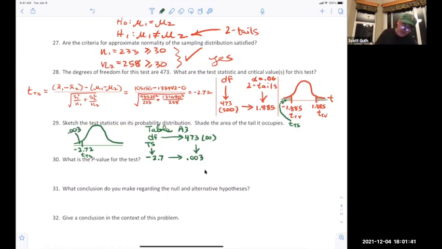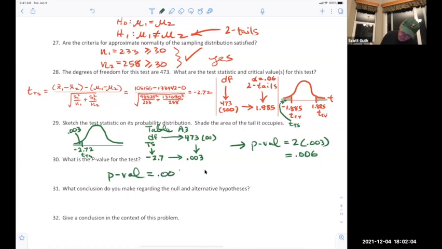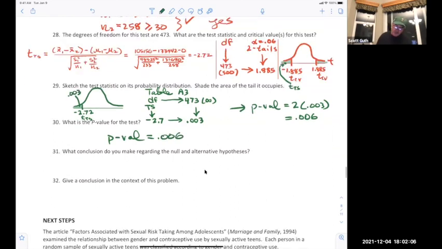But it's not the p-value because we have to double it. It's a two-tailed test. Okay, so the p-value is 2 times 0.003. So that'll be 0.006. Okay, and then the conclusion here.